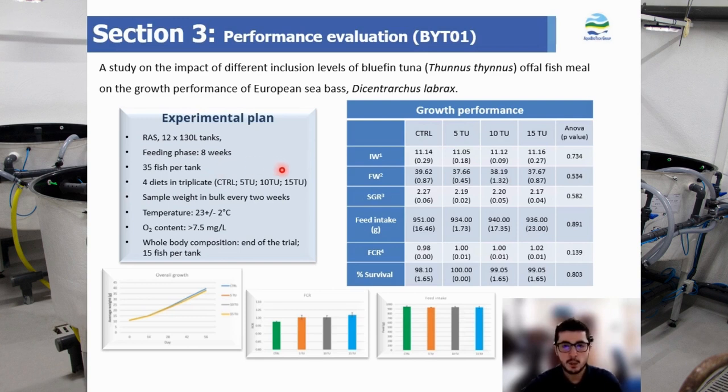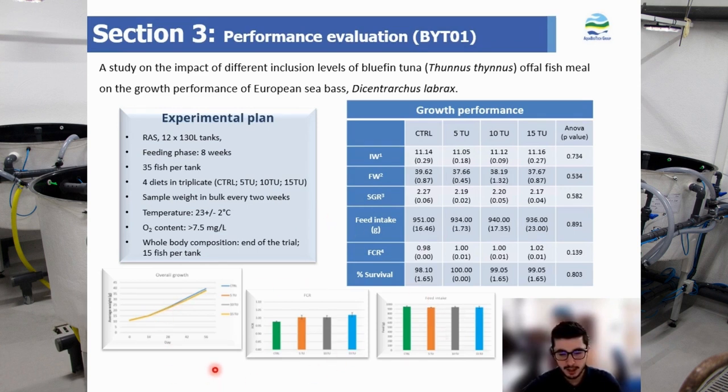4 diets were tested in triplicate: control, 5% inclusion of tuna meal, 10% and 15%. Sample weight was performed every 2 weeks. Temperature range was around 23 plus or minus 2 degrees, and oxygen content was kept above 7.5 mg per liter. At the end of the trial, the whole body composition was performed on 15 fish per tank.